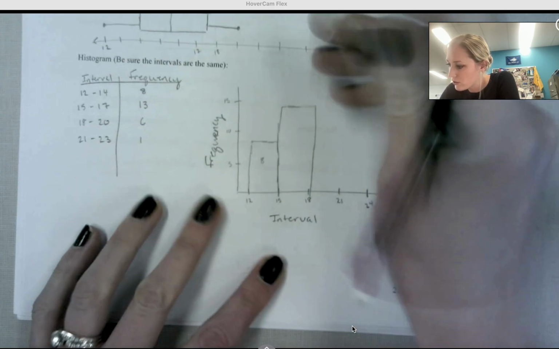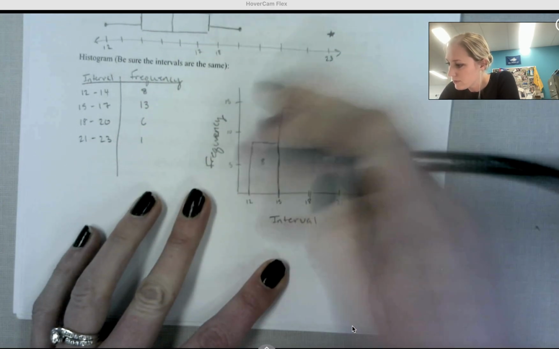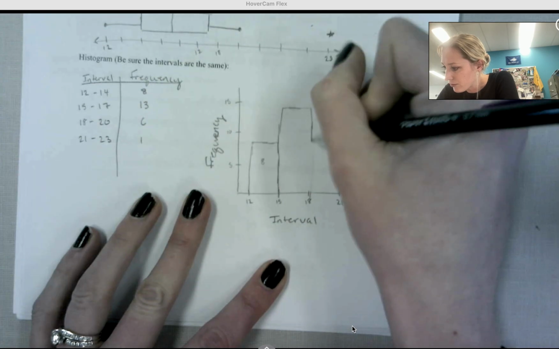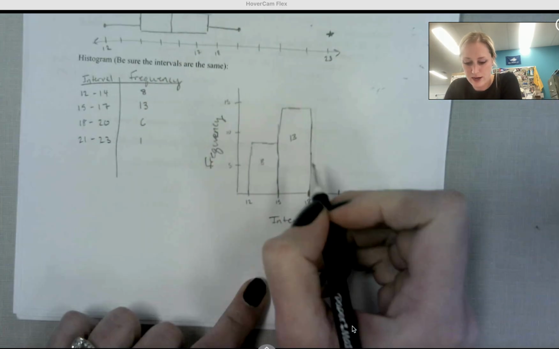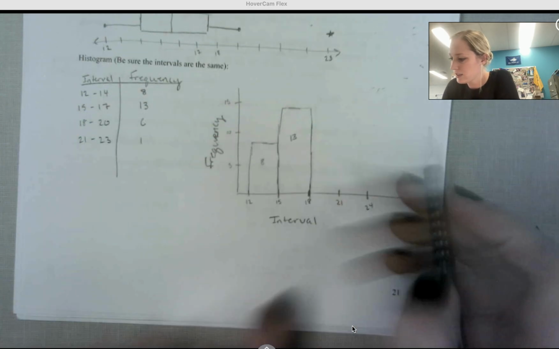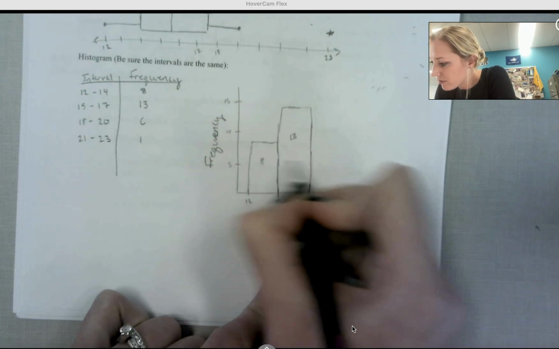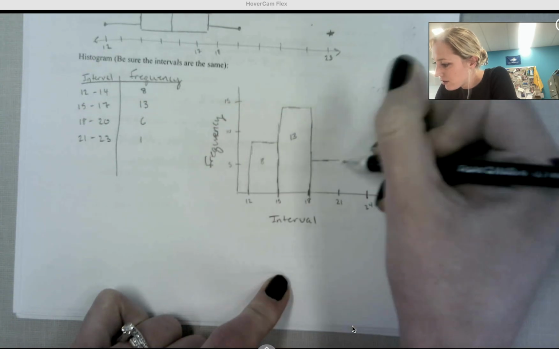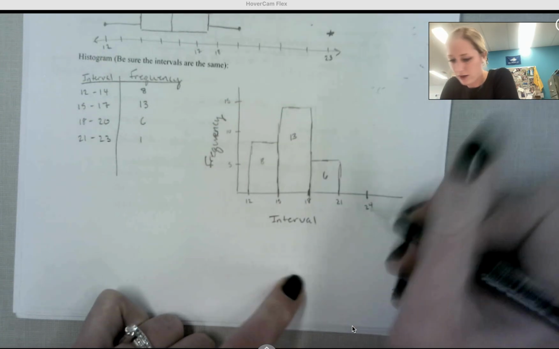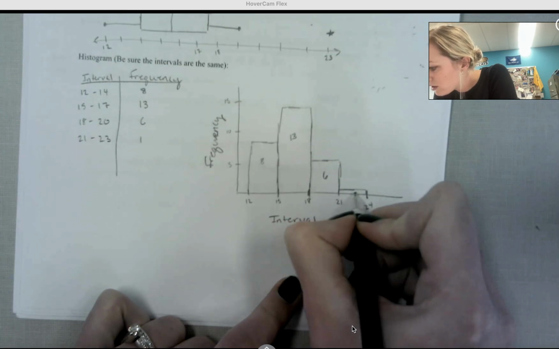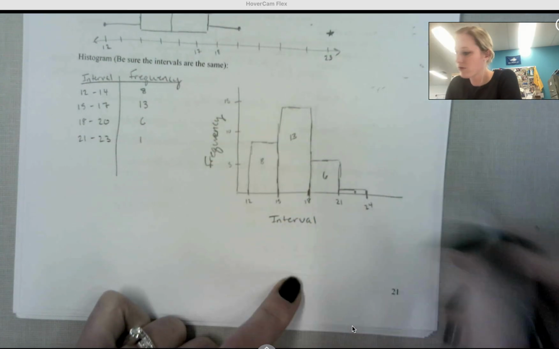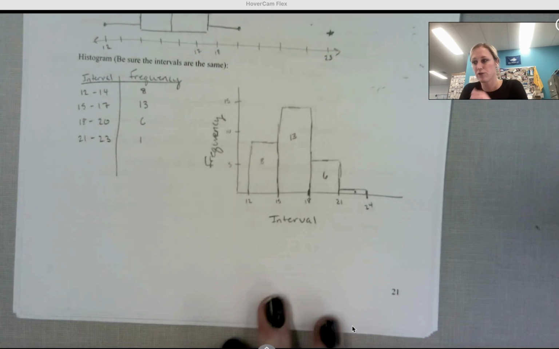And I got my bar too wide out here. Helps to use a ruler on these as well. There we go. Okay. And then we've got our next frequency, we have 6. So just above the 5. And our last one, we just had 1. Could draw 1 or right at above. Okay, so there's a histogram.